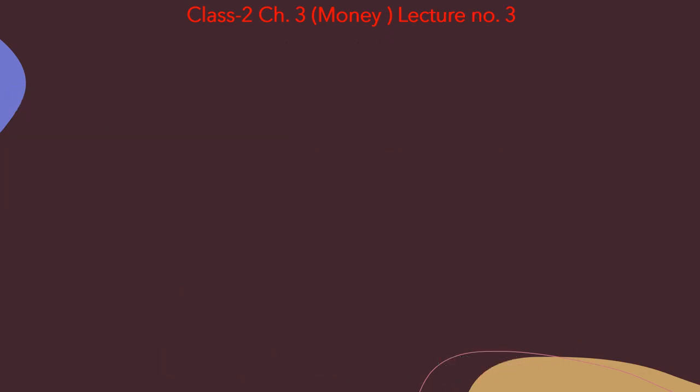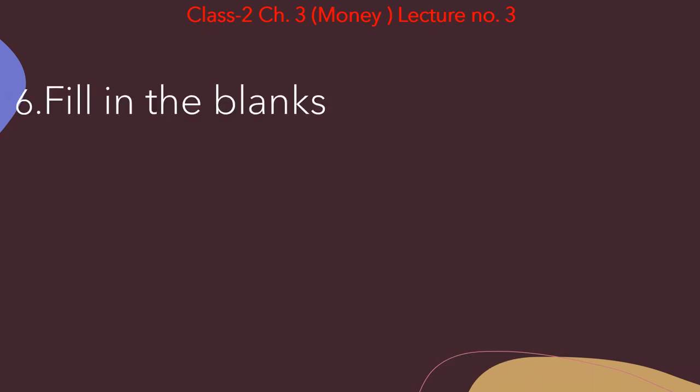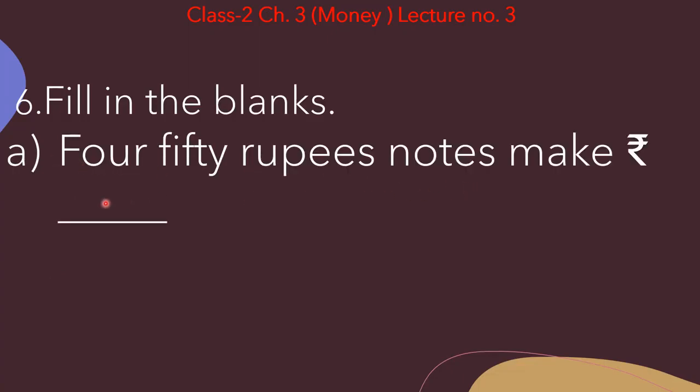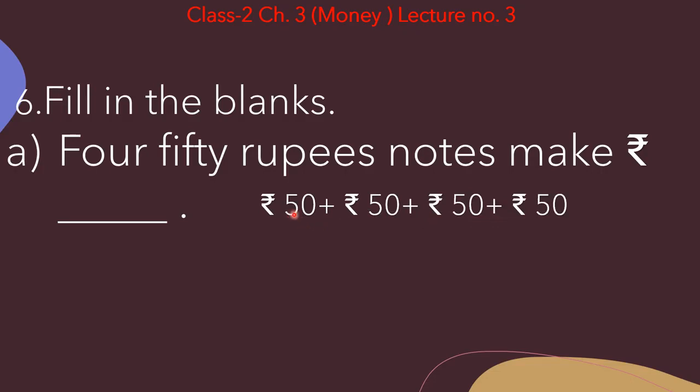Now question number 6. Here it is given, fill in the blanks. In A part, we have given 450 rupees notes make rupees a dash. So for that, beta, we have 450 rupees notes. First of all, we will write 50 rupees 4 times and then we will add, and we find our answer: rupees 50 plus rupees 50 plus rupees 50 plus rupees 50. So here, beta, 50 plus 50 is equal to 100. 100 plus 50 is equal to 150, and 150 plus 50 is equal to 200. So here we will write the answer 200.